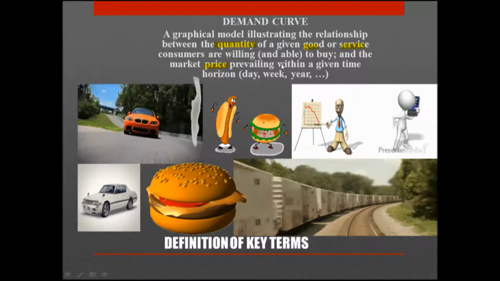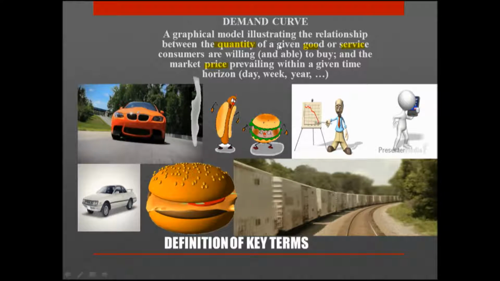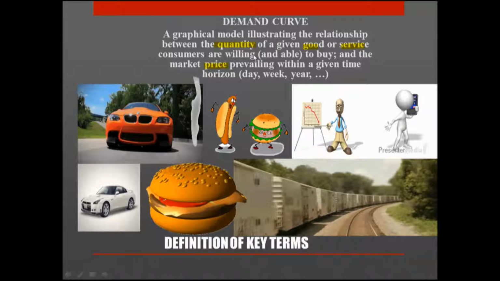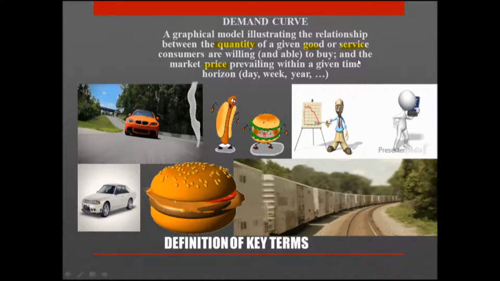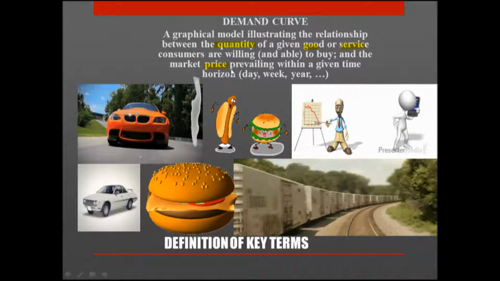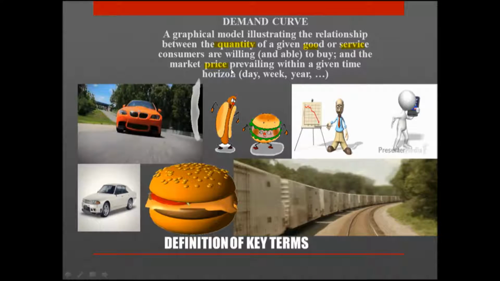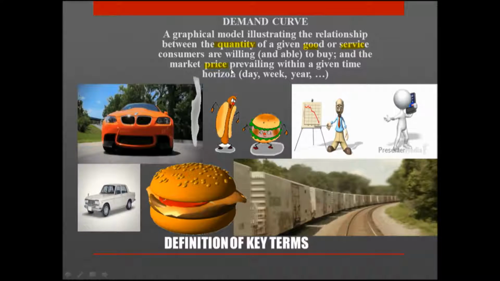All right. So we have just explored the first part of our relationship, the quantity of goods and services consumers are willing and able to buy. The other part of the relationship is the market price, right? The monetary value you are willing to compensate in order to hire that service or buy that good.